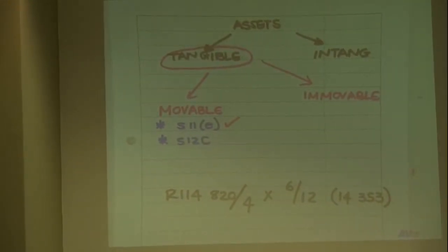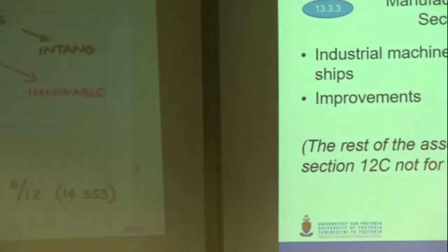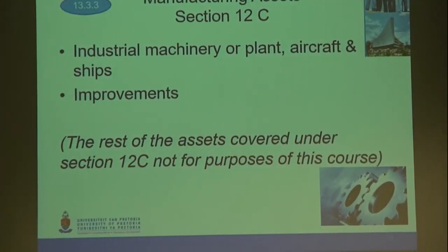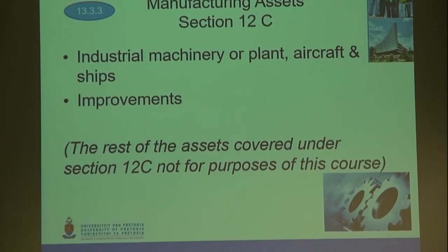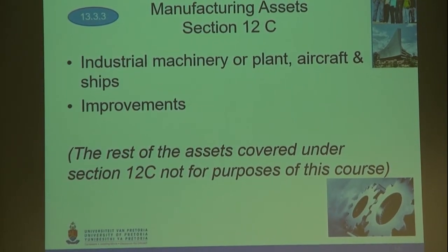Section 12C is for our manufacturing assets. It speaks about machinery, plant and articles. So any kind of equipment that you are using in your manufacturing business, you are going to write off under this section. When we get into the rates, you'll see this is a very beneficial section and it writes off the assets a lot quicker.